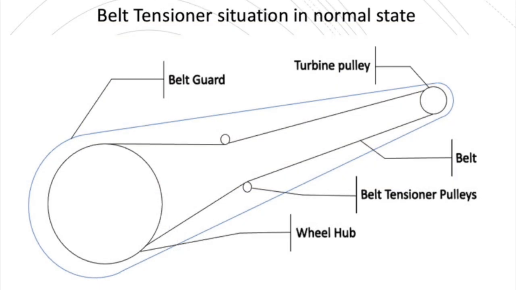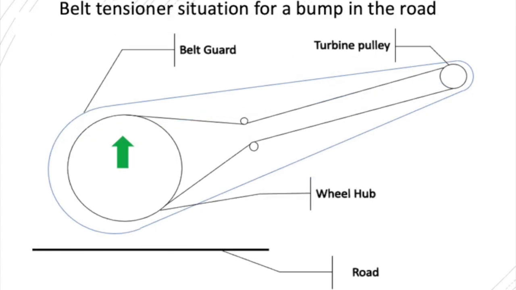This is a free body diagram illustrating the drive belt system with its tensioners in the normal state of operation. Normal state is when the trailer is moving along a smooth, even surface. As the road conditions change, the distance between the center lines of the turbine and the wheel gear hub changes. Now we have a free body diagram illustrating the drive belt system with its tensioners when the trailer is driven over a bump in the road.